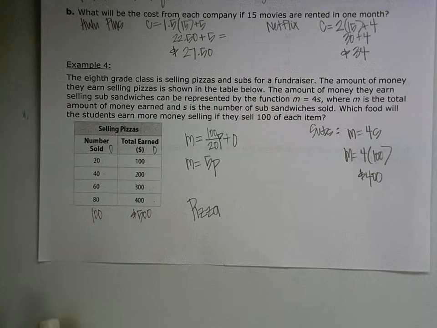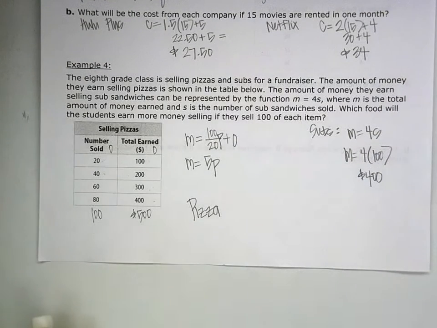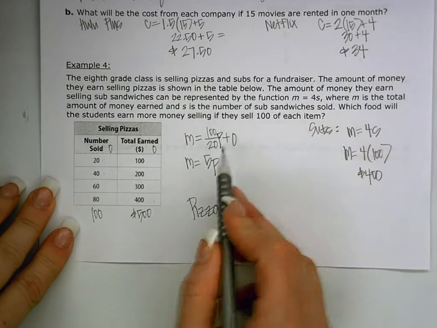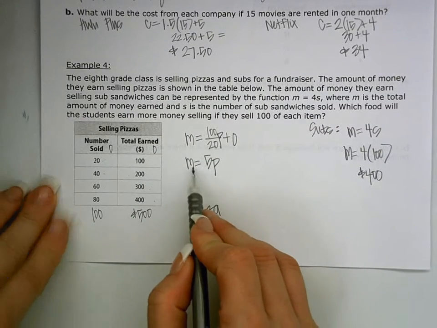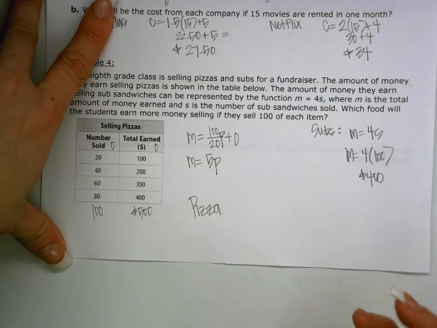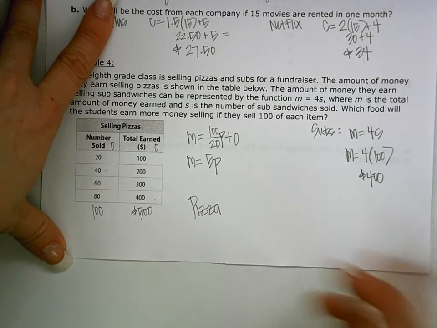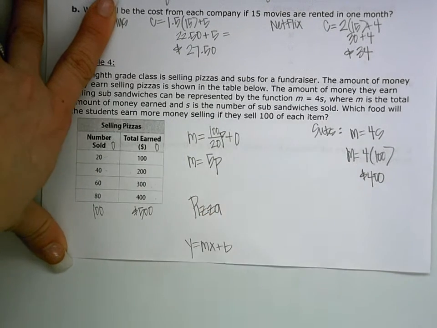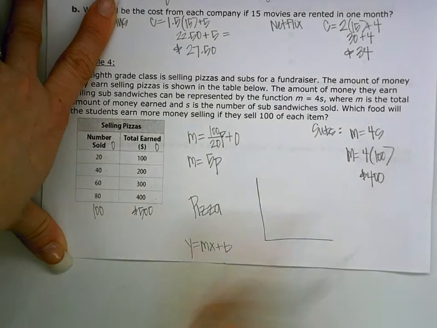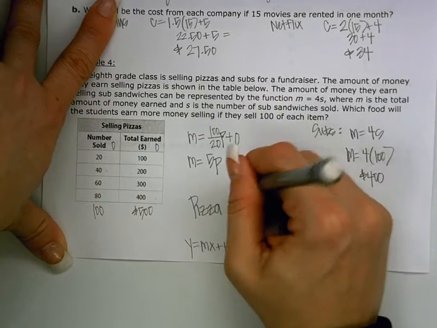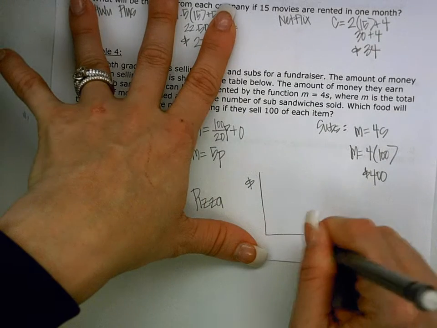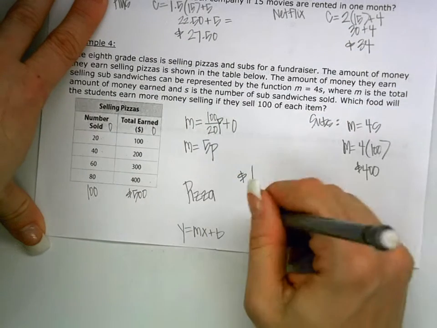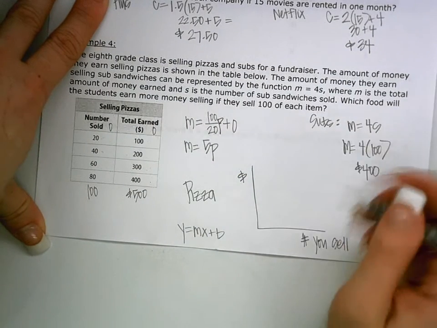Does anyone have questions from this? Yes. I'm still a little confused on how you got 100 over 20. Okay, so basically we know that M equals 5 times P. So is money in the Y spot or the X spot? Y. The Y spot, because usually we're writing these as Y equals MX plus B. Okay, so if you were to graph it, and I'm not asking you to graph it, the money, how much you earn, is right here. The number that you sell would be here. So you would be going up 5 over 1 for each number.